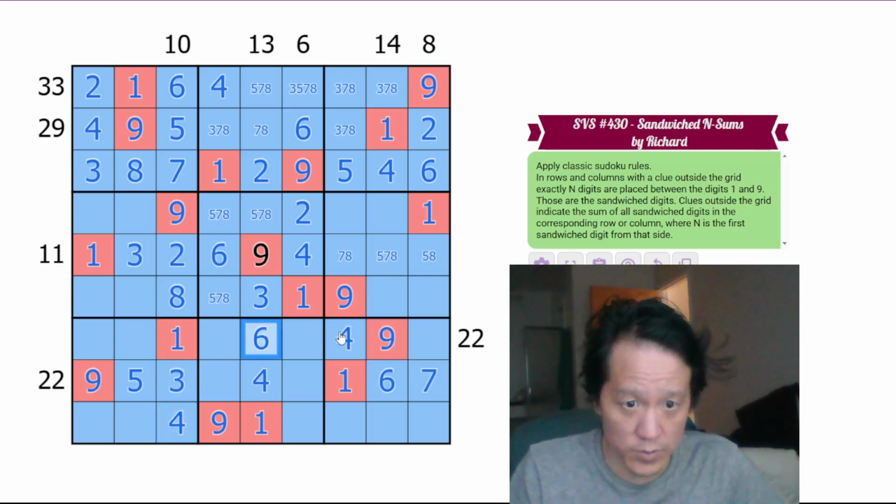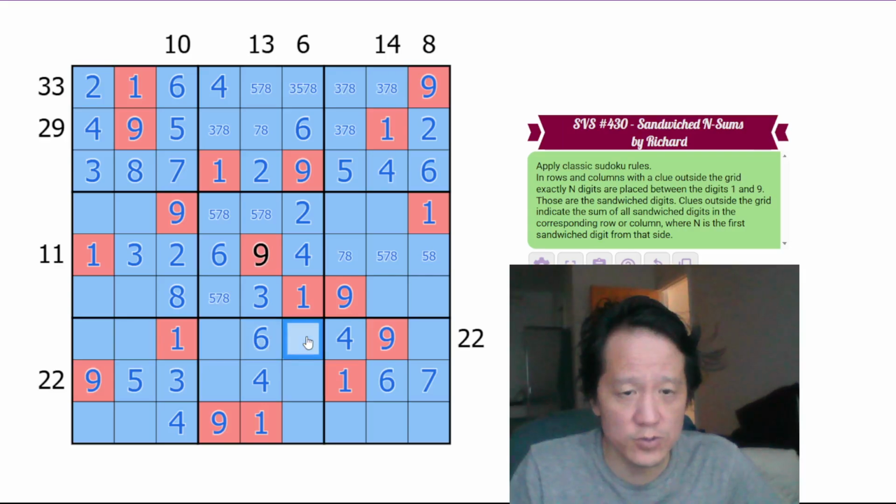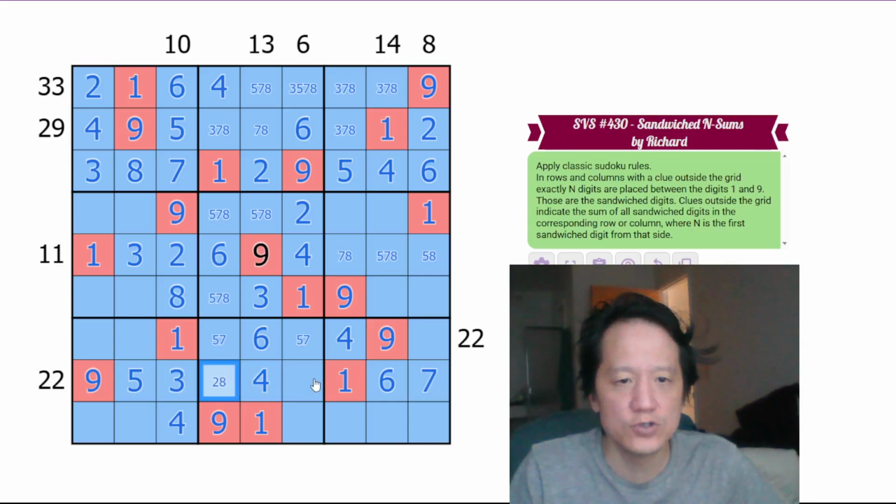Right, this is already adding up to 10, so we have 2 more digits adding up to 22 minus 10, which is 12. Cannot be 3, 9, obviously. Can't be 4, 8. It must be 5, 7. So this is a 5, 7 pair here. That leaves a 2, 8 pair here. This can't be 2 because of the 2 in the column. So this is 8, which makes this 2.